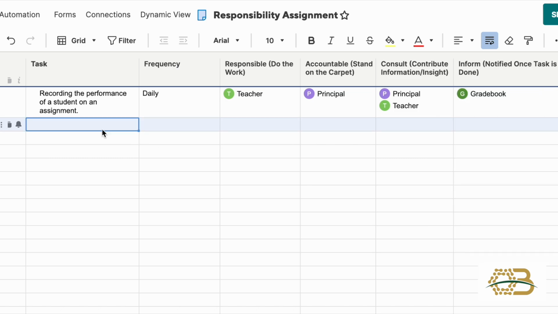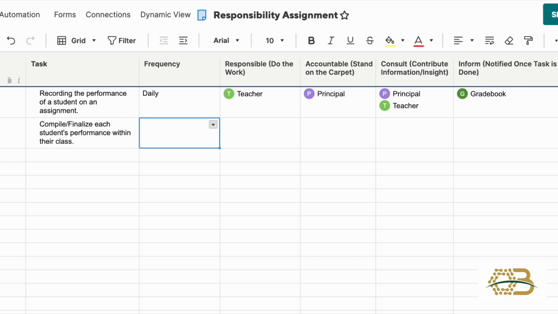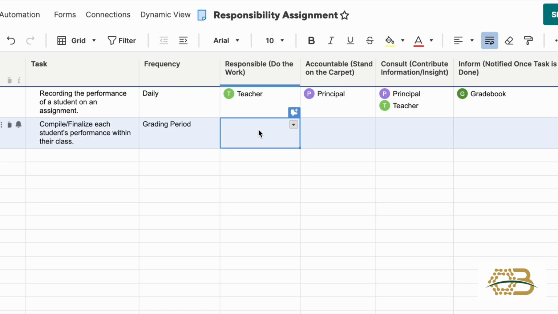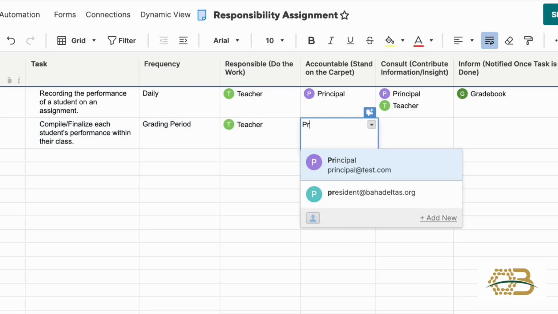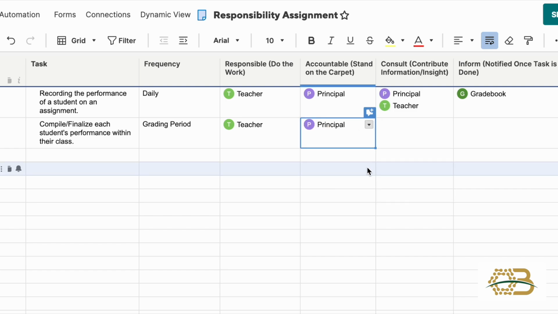Then they might go through and compile and finalize each student's performance within their class. Okay? They would do this every grading period. Again, the responsible person would be the teacher to complete this work. The accountable person would be the principal.